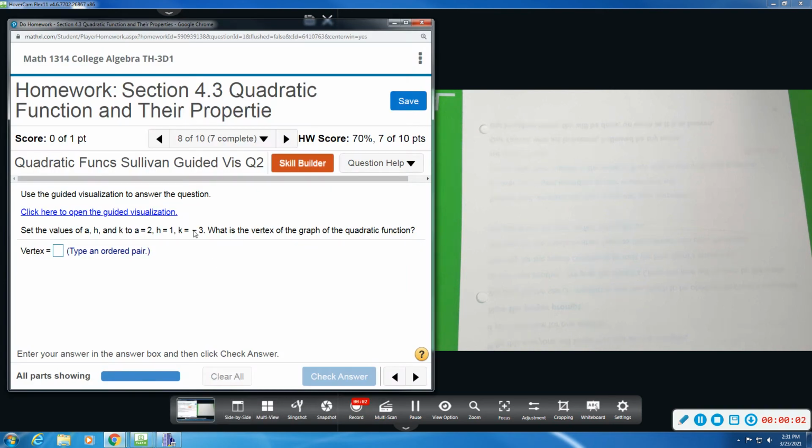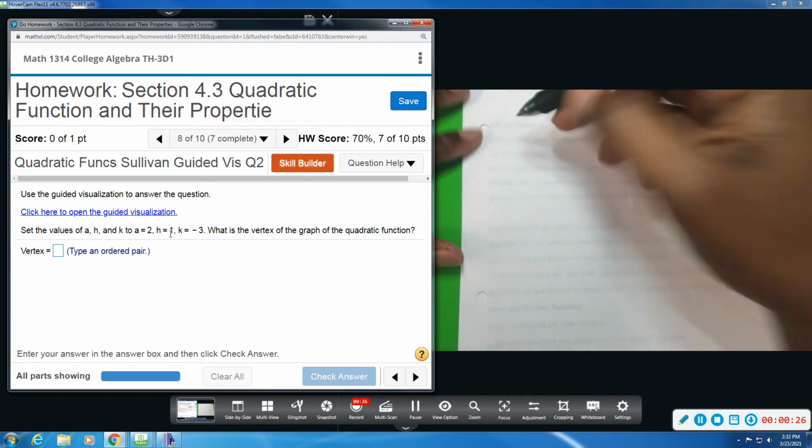All right, number 8. It says we can use the visualization to answer the question. I think we can do it without. It says set the values of A, H, and K to A is 2, H is 1, and K is -3. What is the vertex? So vertex equation is HK.